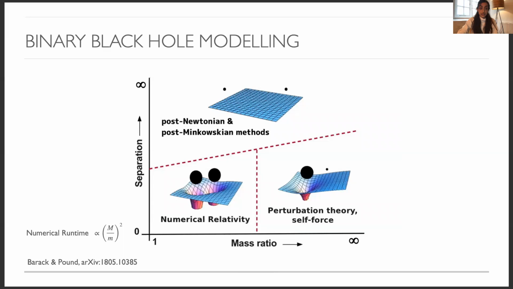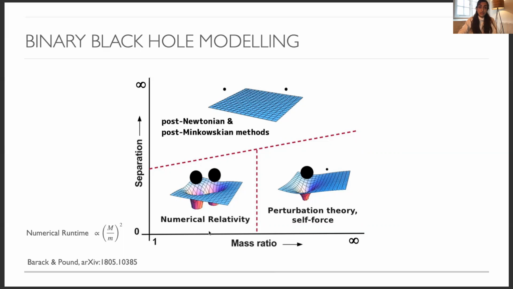Now, successful detections and parameter estimation of IMRIs will require the construction of accurate waveform templates for data filtering. The creation of waveform templates for binaries depends crucially on the mass ratio between the two bodies. So when the mass ratio is small, on the scale of 1 to 1 to 1 to 10, numerical simulations can successfully evolve the system through inspiral, merger and ring down.